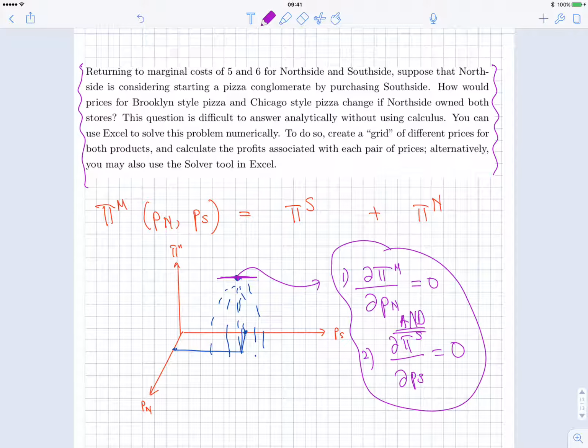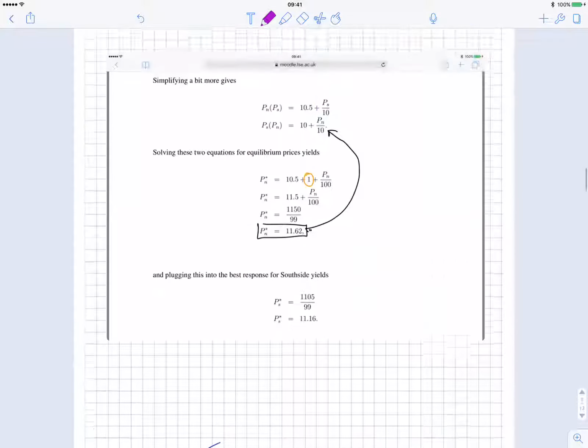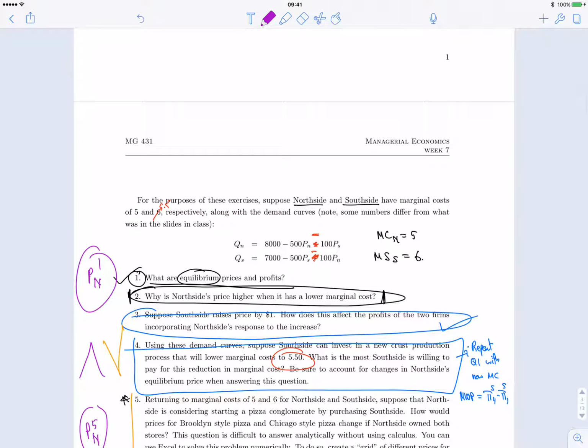I could have given you a different example where I could have taken these demand functions and said, forget about it, these things were positive, right? And now I tell you, forget about it, they're not positive, they're negative.